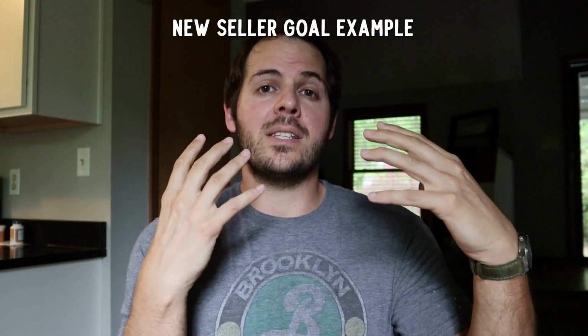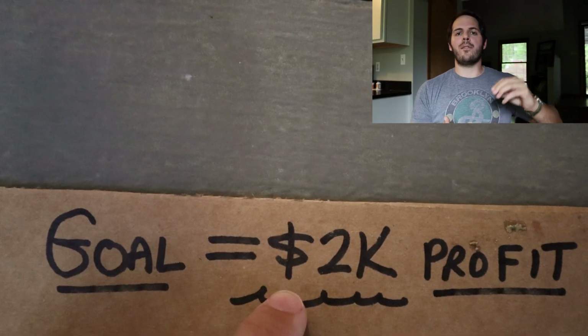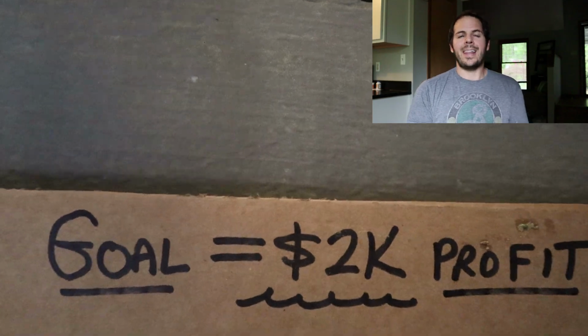Now let's say you're a new Amazon seller. You don't have a tremendous amount of sales history data, but you do want to set a goal for yourself. So let's say you want to set a goal of $2,000 profit per month, okay? And let's just say that you're going to operate at 20% profit margin. I feel like that's a very, very realistic, good number to use, especially if you're beginning. If you want to be ultra conservative, you can reduce that, all right?